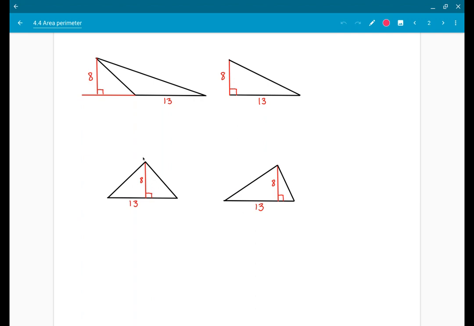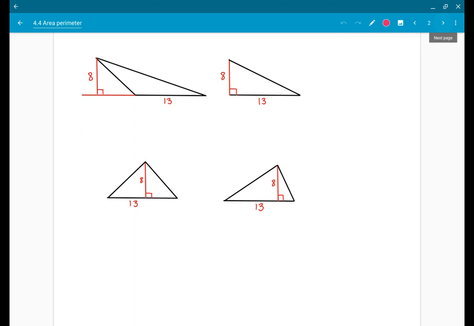A right triangle with the same height and base would have the exact same area. We can have an altitude that is close to the middle, or we can have an altitude that's close to the side of the triangle. As long as it's perpendicular to the base and it goes all the way to the vertex across from it, it will count as the height.